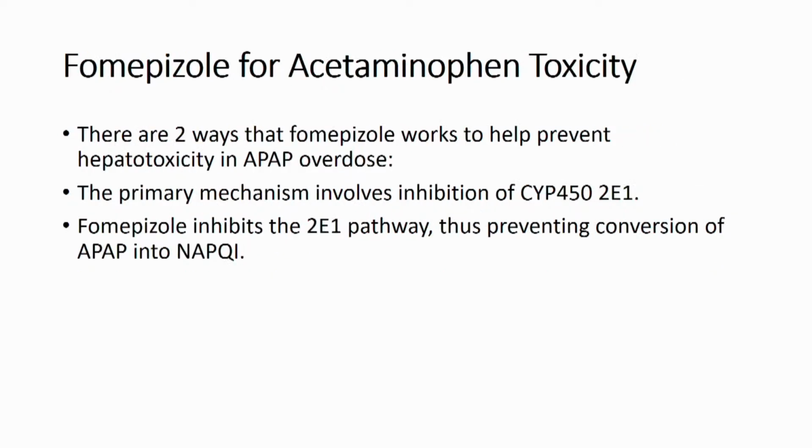Then there is fomepizole. Fomepizole is originally used for toxic alcohols, but it has been shown that it has a role in massive paracetamol toxicity. There are two ways that fomepizole works that can help in hepatotoxicity in paracetamol overdose. The first one, which is the primary, involves the inhibition of cytochrome P450 2E1. Okay? So when it inhibits this pathway, it prevents the conversion of paracetamol to the notorious NAPQI. Okay?